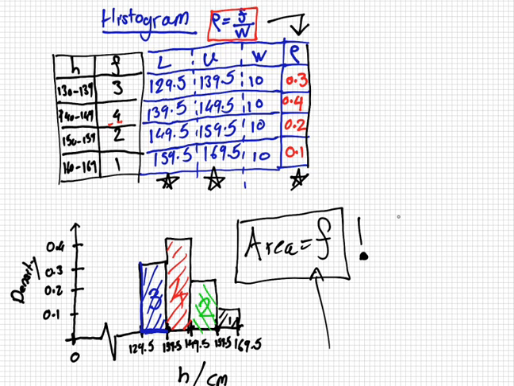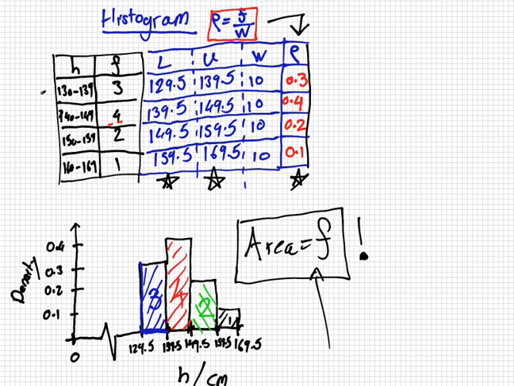Why are histograms useful? What can we do with a histogram? Let's have a look. So if I said to you, in this classroom, here's the data, how many people are between 130 and 139 centimeters in height? 3 people. How many people between 130 and 149? 7. 130 and 149 is 7, yes?